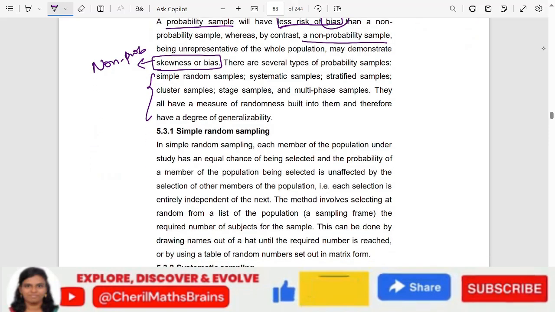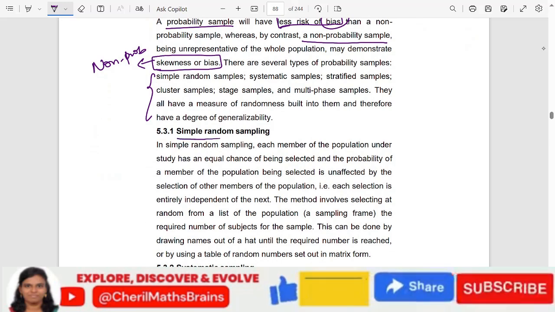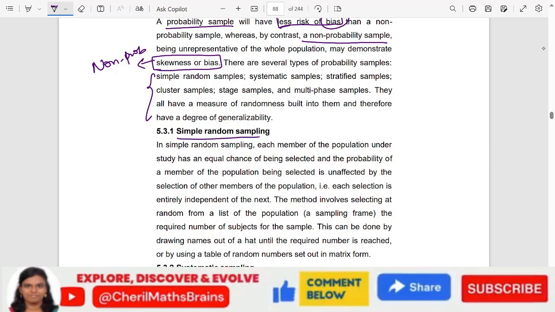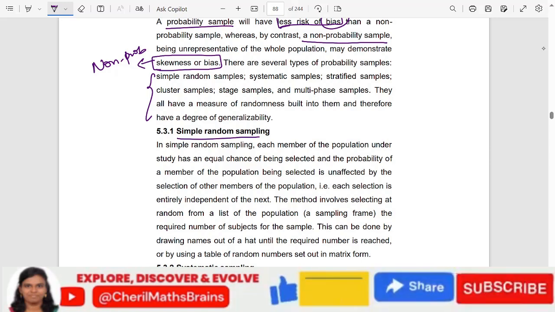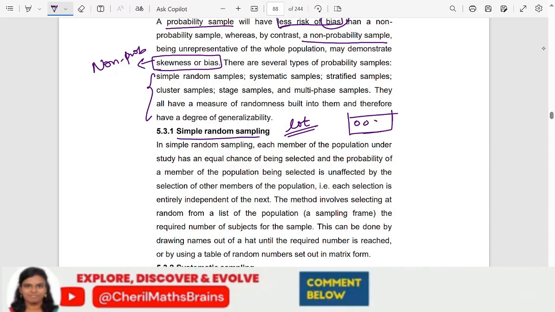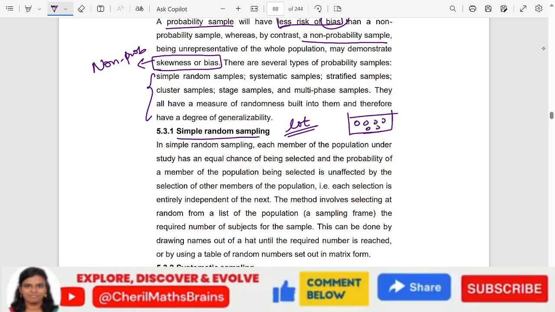So first one is simple random sampling. Simple random sampling means you are not doing any manipulation, you're not thinking anything, you're not using any kind of strategy, directly you're going to pull. For example, you're doing a kind of a lot system. So lot system, what you're going to do is you have a box, and then in that box you just put all those papers or whatever you need.